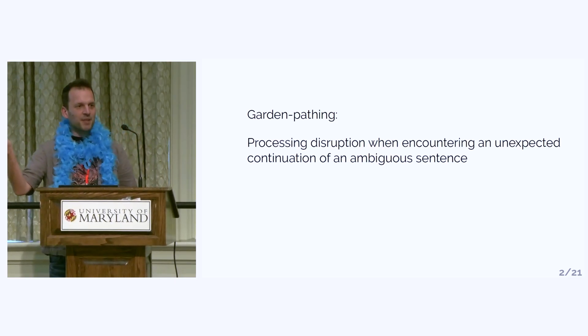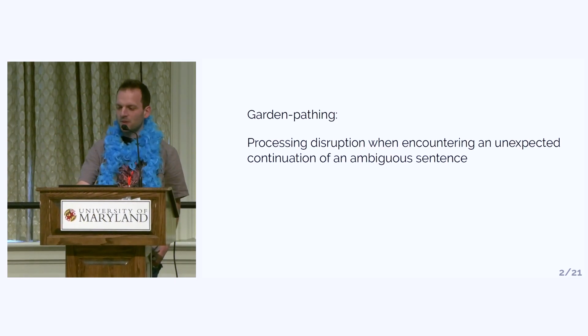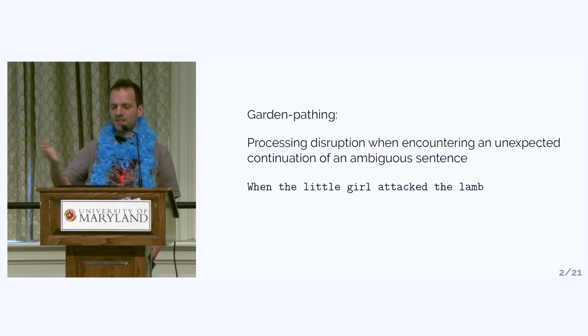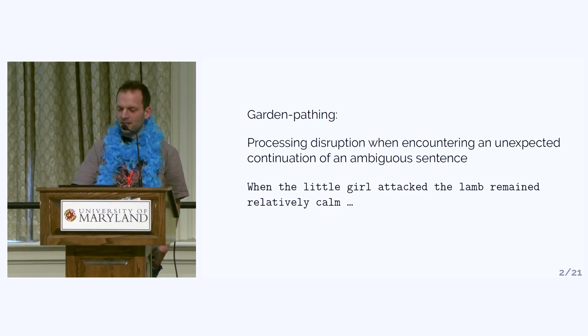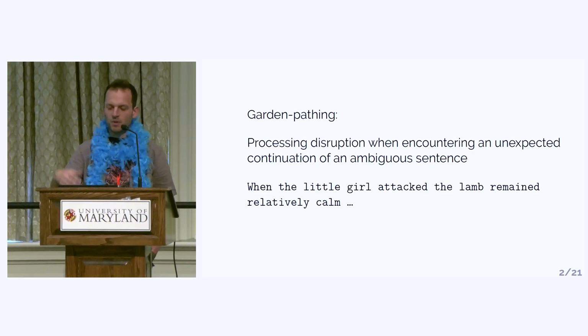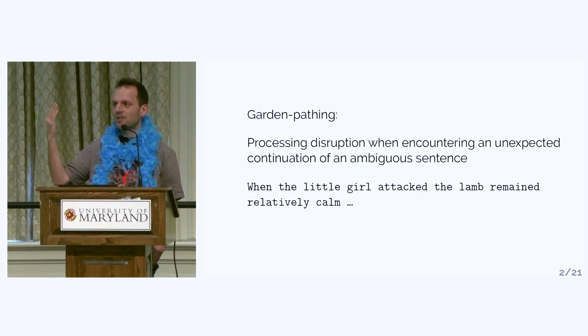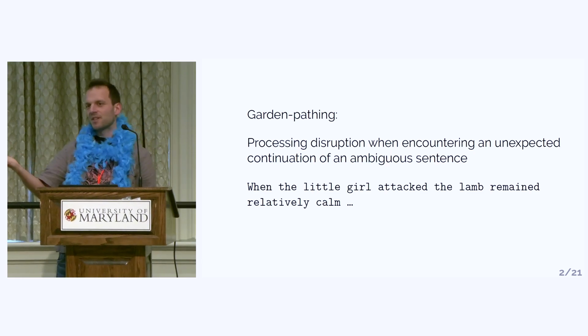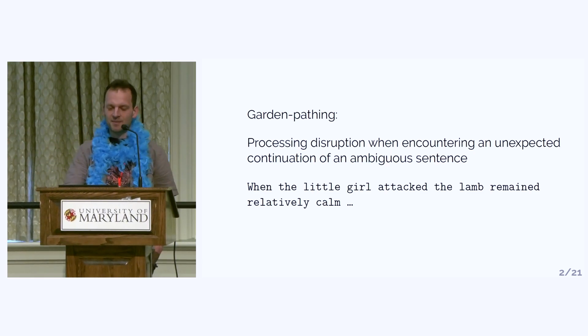So we all know what garden pathing is, I guess, right? You have an ambiguous sentence, right? When the little girl attacked the lamb, and it continues in an unexpected way, right? Remained relatively calm. So what would happen here is you would attach the lamb to attacked, but it turns out that that's actually not the correct analysis.